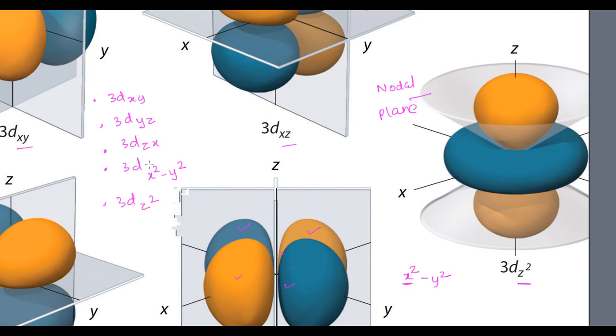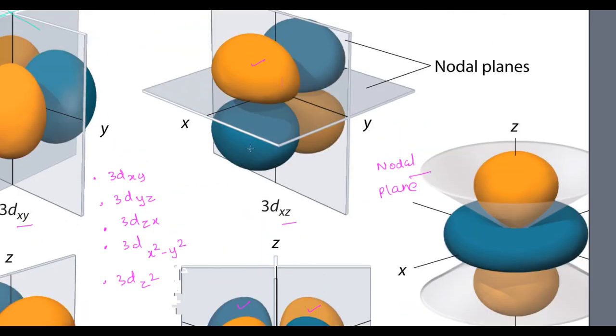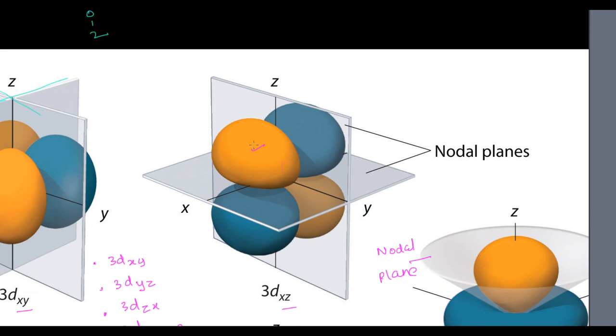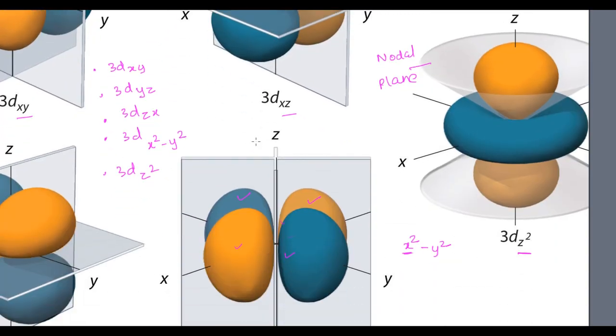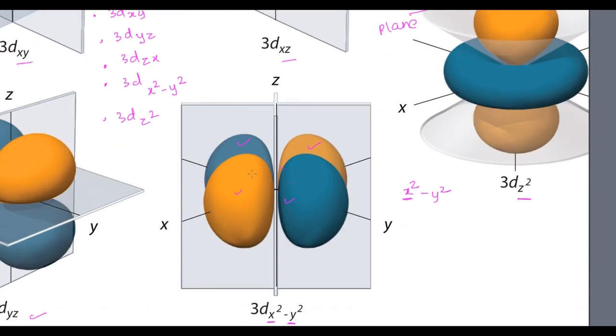Fine. Next we'll see the f orbitals, and for f there'll be 7 of them, right? Since there is no space left here, I'll have to go to the next video for doing that.